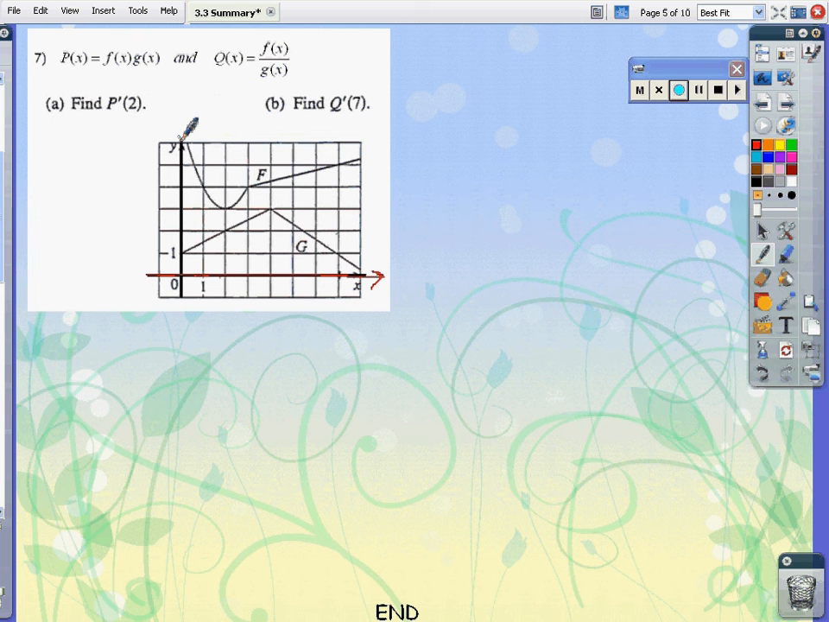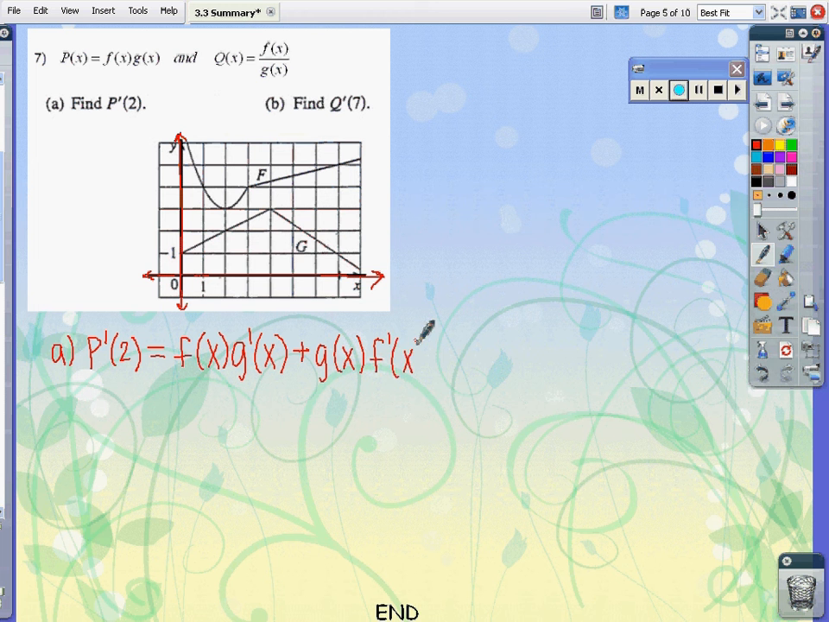So we are looking at p of x, a product function. Let's do part A over here in red. P prime of 2. How do we find the derivative of a product? We leave the first one alone, multiply by the derivative of the second, plus leave the second one alone, times the derivative of the first. So if I want to find p prime of 2, you're supposed to find f of 2, g prime of 2, g of 2, and f prime of 2. So what do all these little things mean?